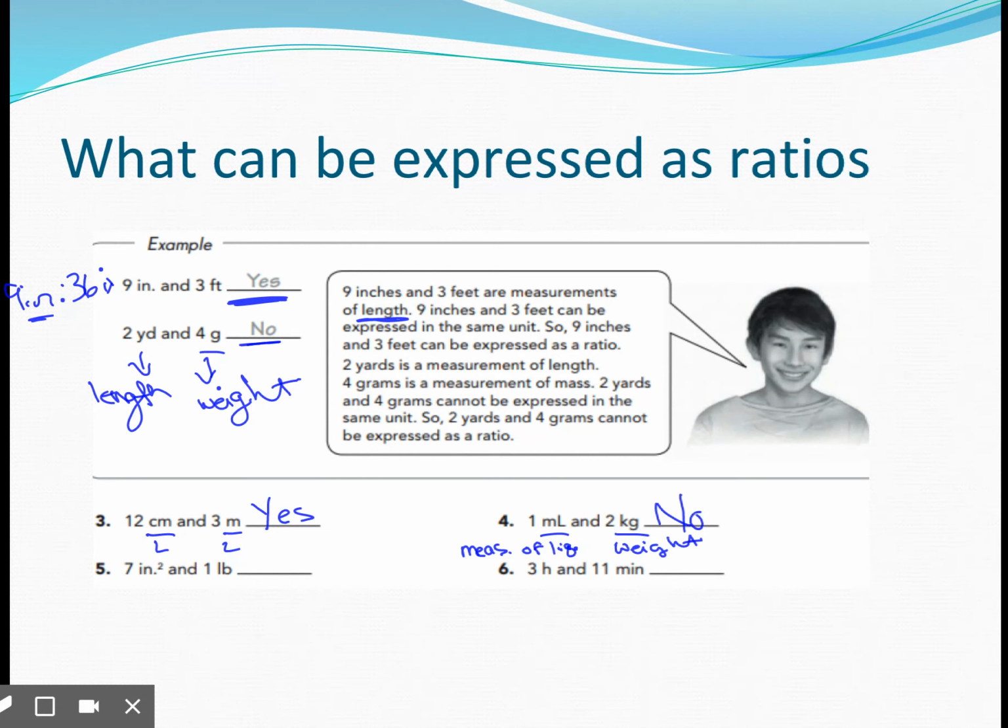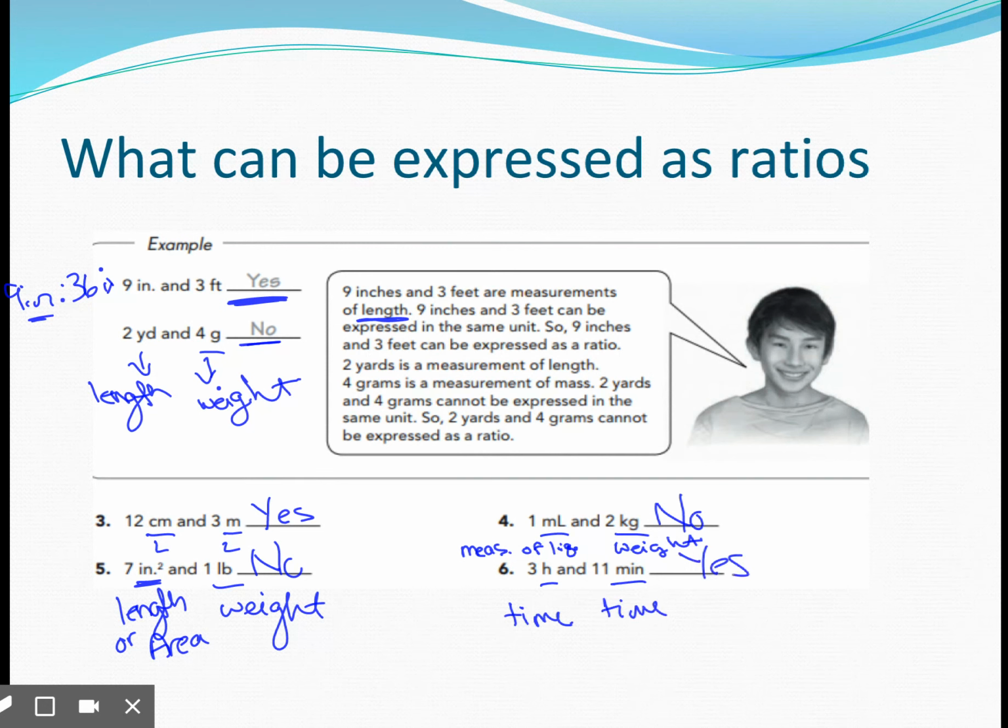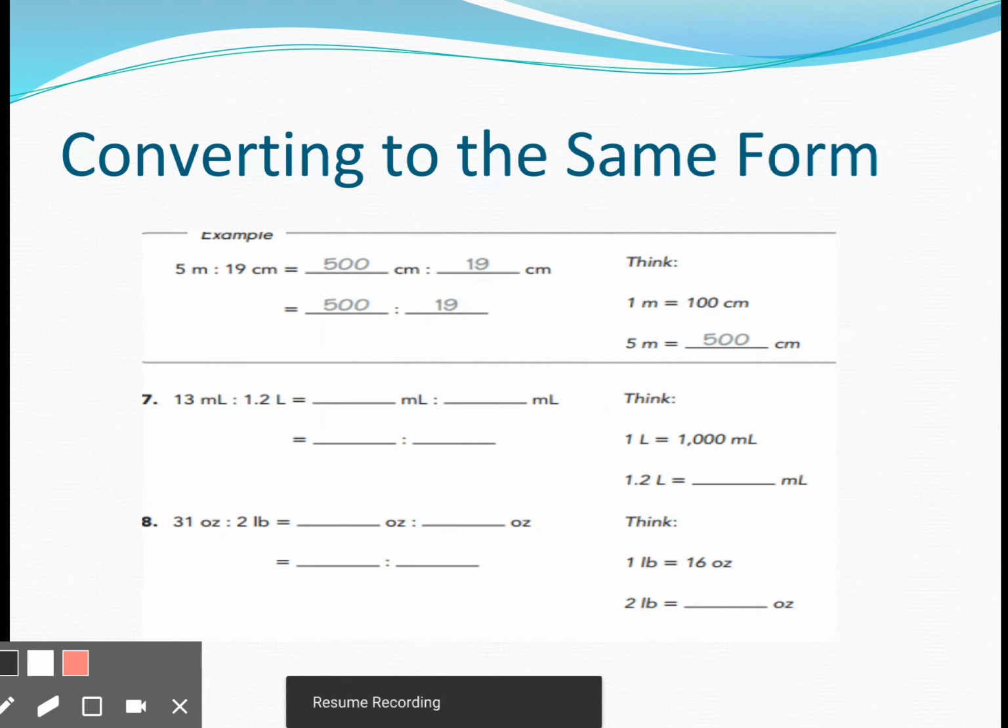Number 5, 7 inches squared and 1 pound. Inches squared is a measure of length, or area in this case. Pound is a measure of weight. So no, this could not be written as a ratio. And number 6, 3 hours and 11 minutes. So hours is, of course, time, and so are minutes. So yes, this definitely could be written as a ratio since they have the same unit labels.